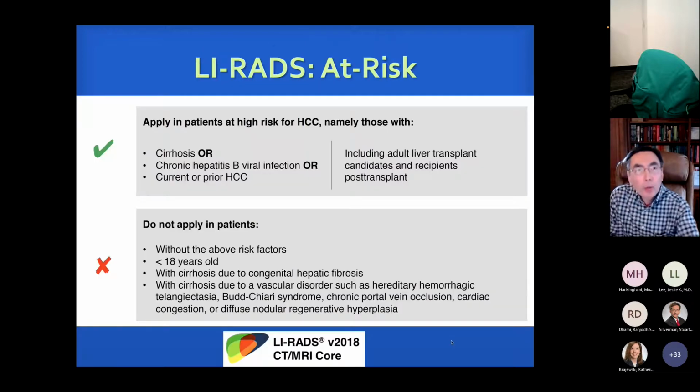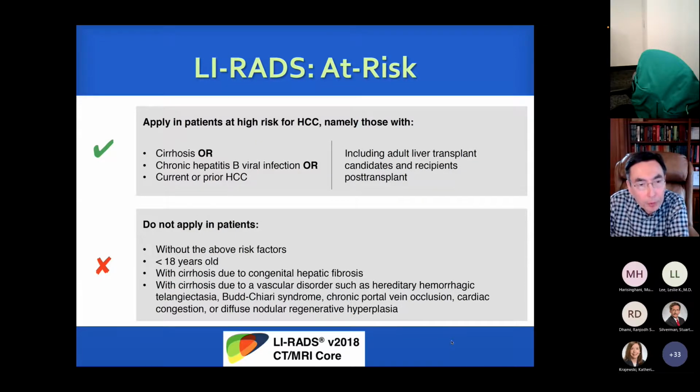So when you look at what LI-RADS considers high risk for HCC, you have to have either cirrhosis or chronic hepatitis B, which means you've had hepatitis B for at least 6 months, or a current or prior diagnosis of HCC, because then obviously you're at increased risk.